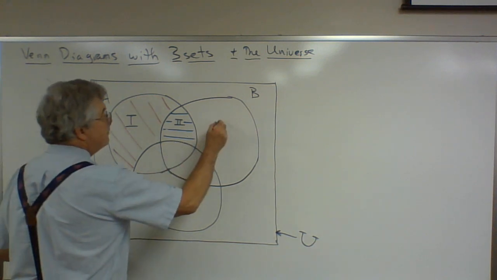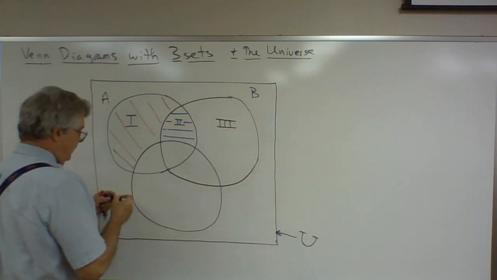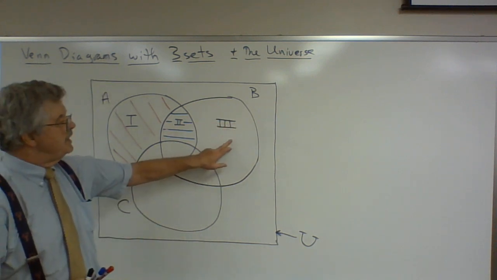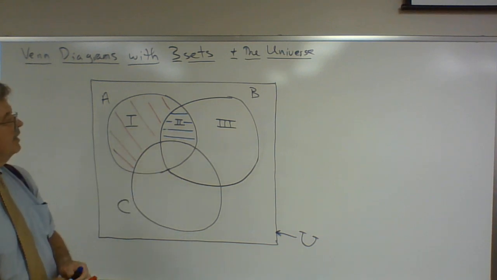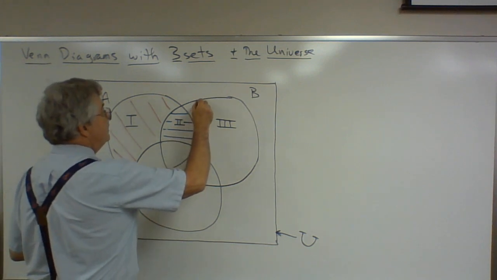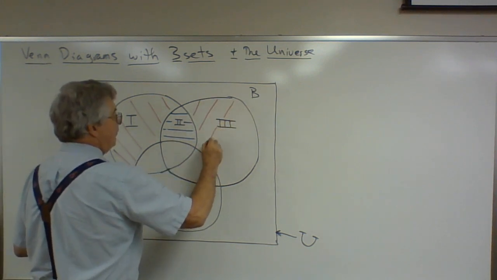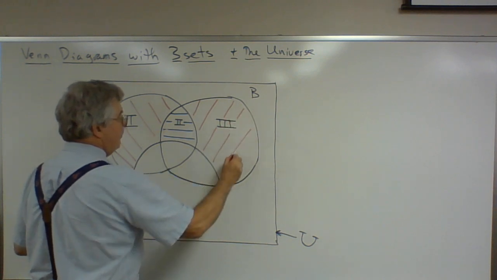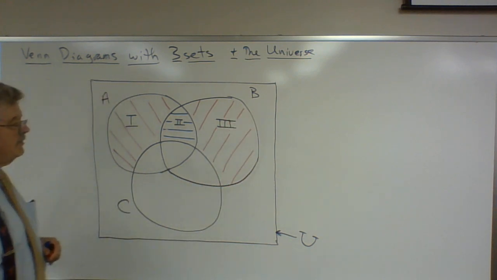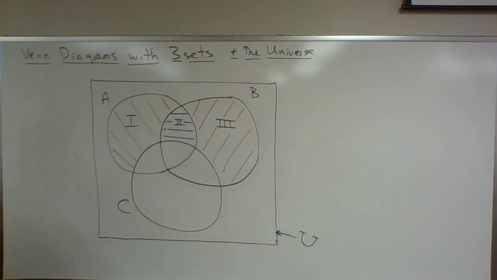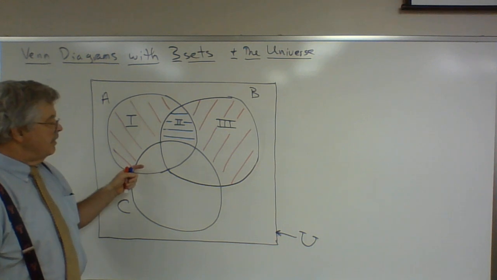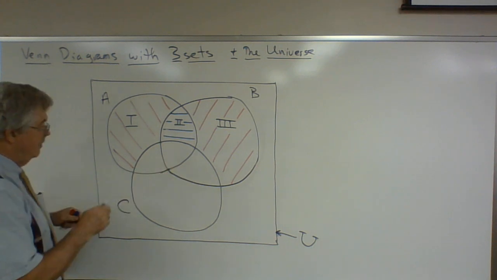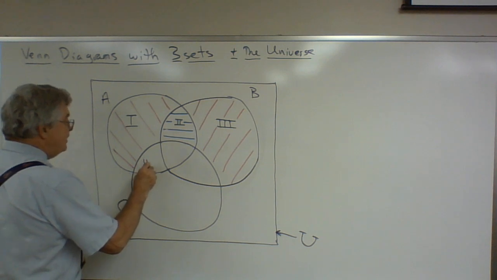Region three, this is the set of elements that are in set B, but are not in set A, and they're not in set C. So let's shade in set B. There's set B. We went across the top one, two, three. Now we're going to go across the middle in order. This is going to be region four.